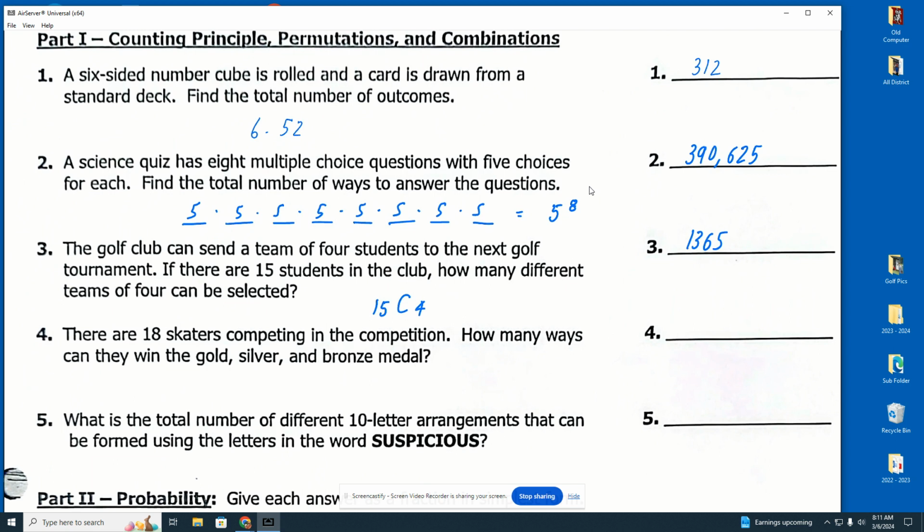But if you look at the very next problem, notice the difference, hopefully. There are 18 skaters competing in a competition. How many ways can they win gold, silver, bronze? See, it's 18 for 3, but what do you know about those 3? There's order. It does matter. If I win gold, I can't win silver. If I win silver, I can't win bronze. It matters. So we have to use 18 with a permutation of 3.